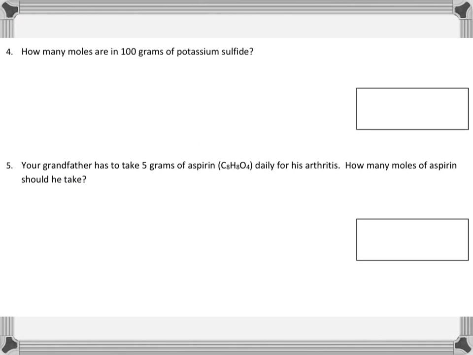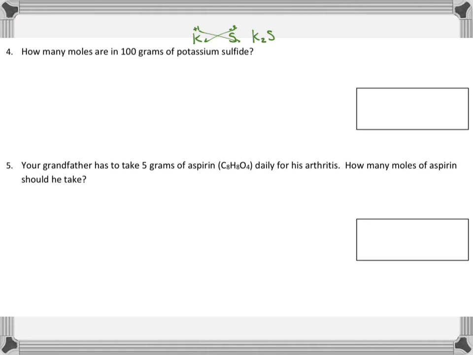Next question is asking how many moles are in 100 grams of potassium sulfide. It's up to you how you choose to work these, but I know that I have an ionic compound because I'm dealing with potassium, which is in group 1, and sulfur, which is in group 16. So I have to look at their oxidation charges. Potassium's +1 and sulfur's -2. We have to make sure we crisscross these. So potassium sulfide is going to have the formula K2S. Remember, that must be accurate. Otherwise, your entire problem will be incorrect.